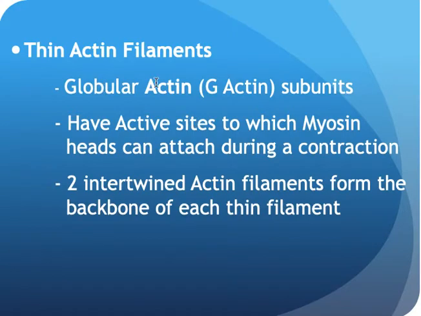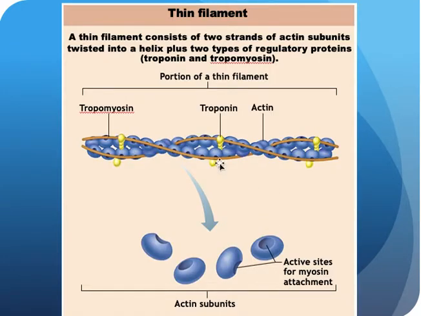My thin actin filaments are the ones that actually have the binding sites. So they have active sites to which myosin heads can attach during contraction. You're going to have two intertwined actin filaments, and they form the backbone of each of these thin filaments. So again, myosin: globular heads. Actin: thin, and these ones have the binding sites. Always a good question that comes up: which one has the head? Which one has the binding sites? But I'm going to link these together when I'm performing a contraction.